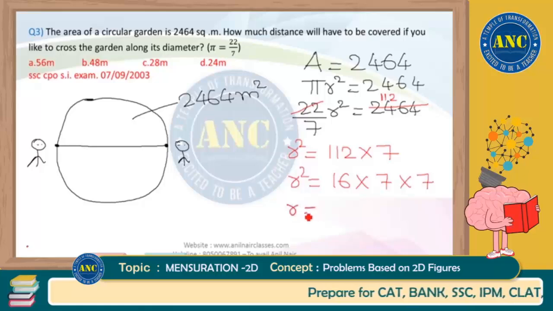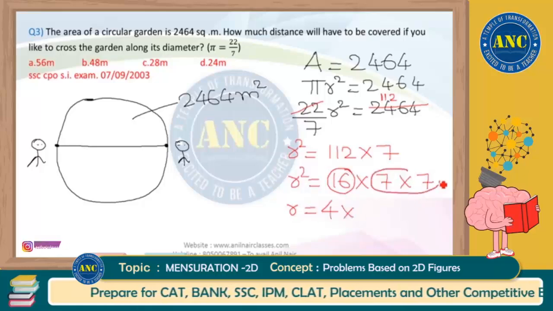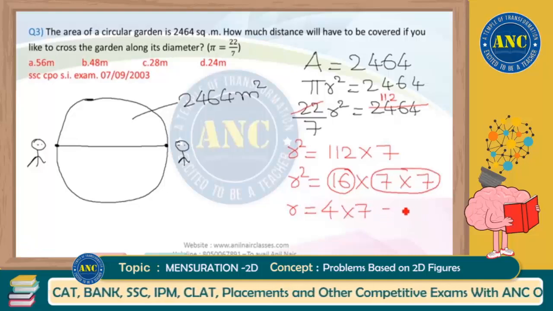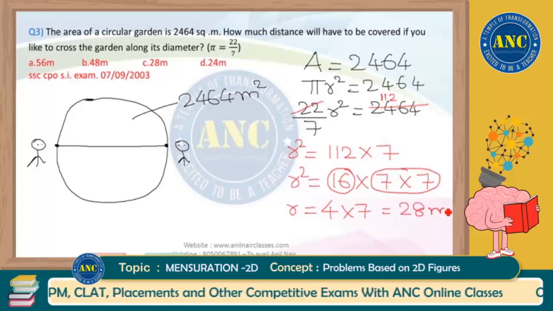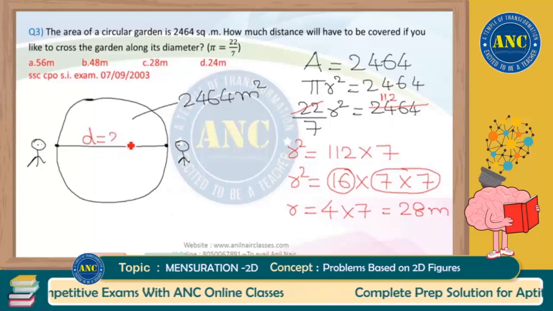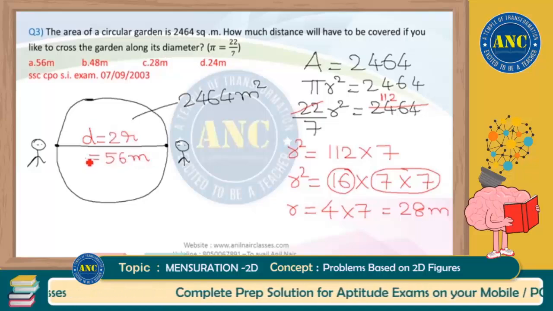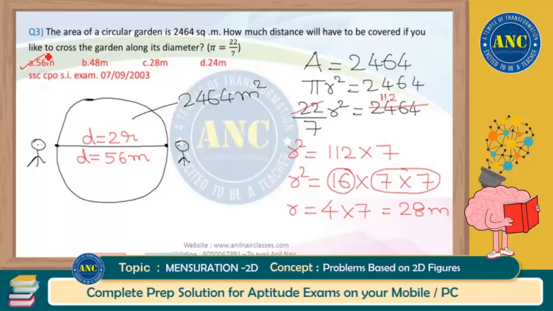R value is nothing but square root of 16 is 4, square root of 7 square is 7. R value is 4 into 7, 28 meters. But they are not asking you R value, they are asking you D value. Diameter is 2 times of radius, answer is 2 times of 28, which is 56 meters, option A.